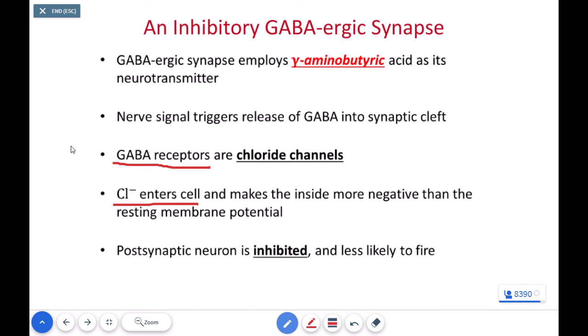By letting negative ions into the cell, we lower the voltage of the membrane and temporarily induce a hyperpolarized state. We temporarily induce a relative refractory period. It makes it difficult to initiate a new action potential. We inhibit the signal.